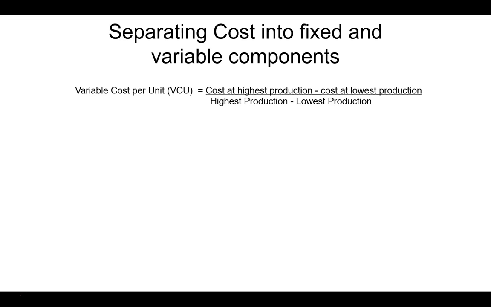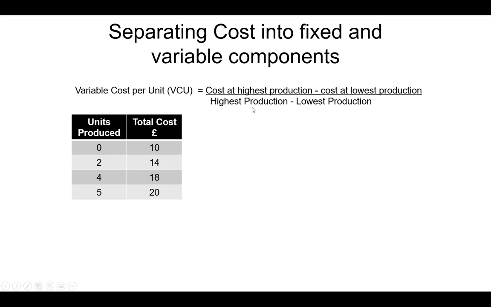First, we have to work out what we call the variable cost per unit. The formula we use is the cost at the highest production, take away the cost at lowest production, divided by the highest production minus lowest production. Now, what does this mean? If you take, for example, this table over here, which shows you units that we produce and how much it is costing us to produce these units.